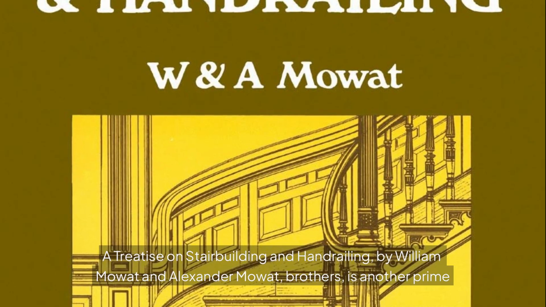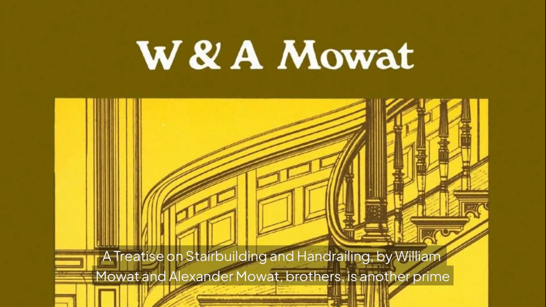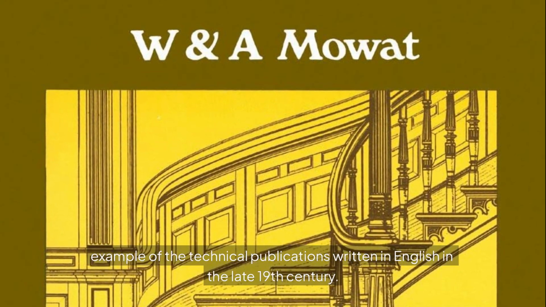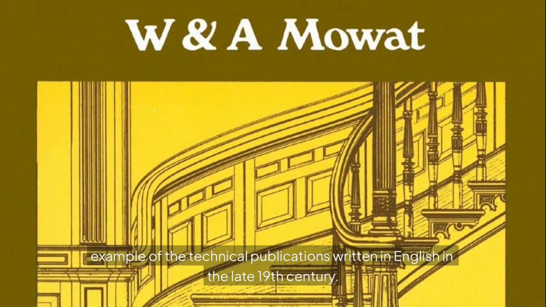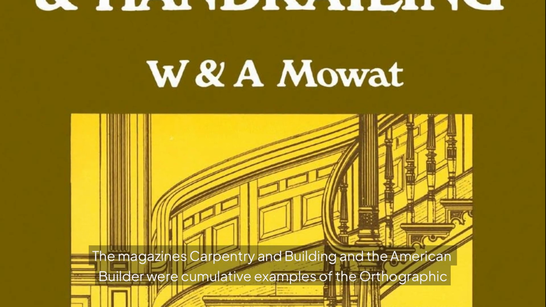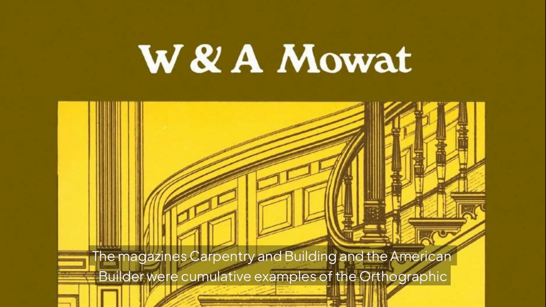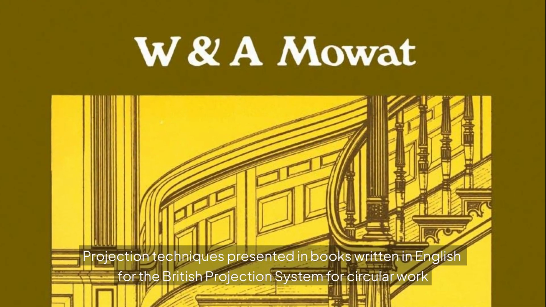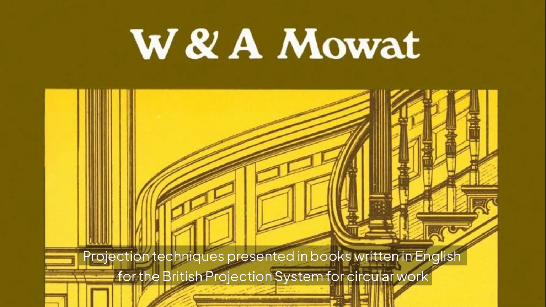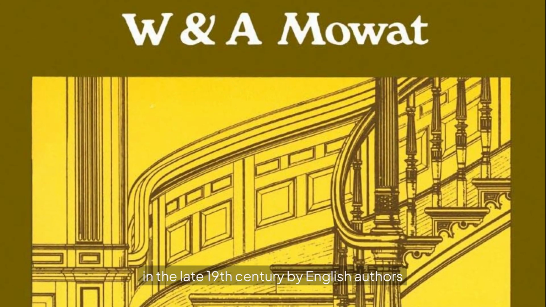A Treatise on Stair Building and Hand Railing by William Mowat and Alexander Mowat, brothers, is another prime example of the technical publications written in English in the late 19th century. The magazines Carpentry and Building and The American Builder were cumulative examples of the orthographic projection techniques presented in books written in English for the British projection system for circular work in the late 19th century by English authors.